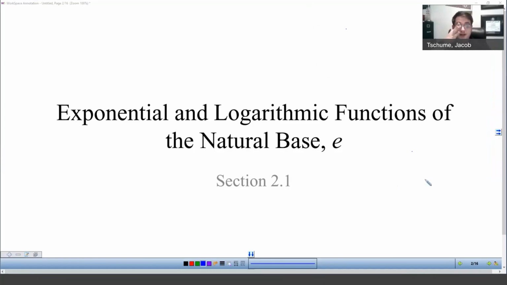As you can see from the title, we're going to focus mainly on base E stuff when it comes to both of these topics. There are other logs and exponentials you can do, but those are the ones we're going to focus on.